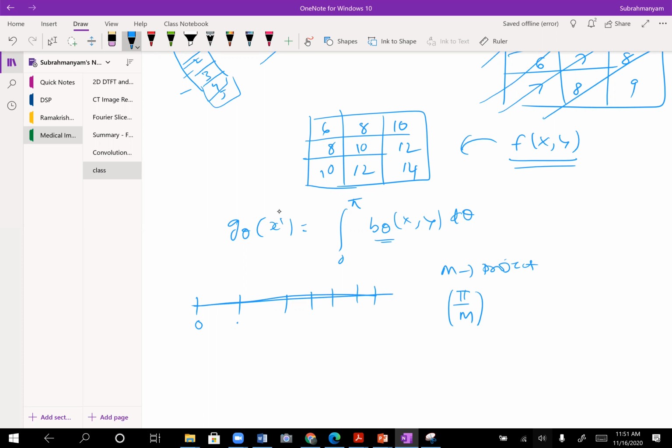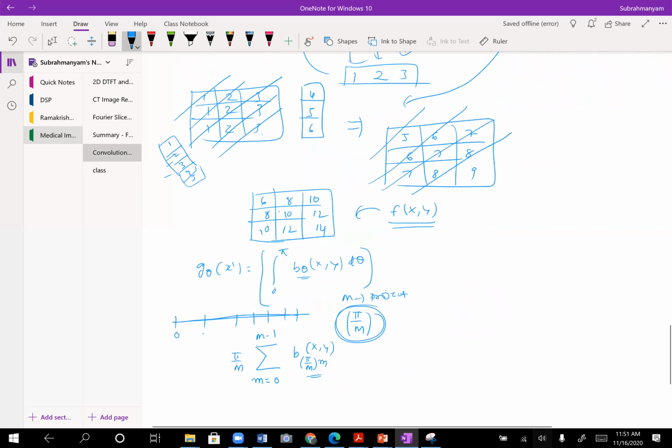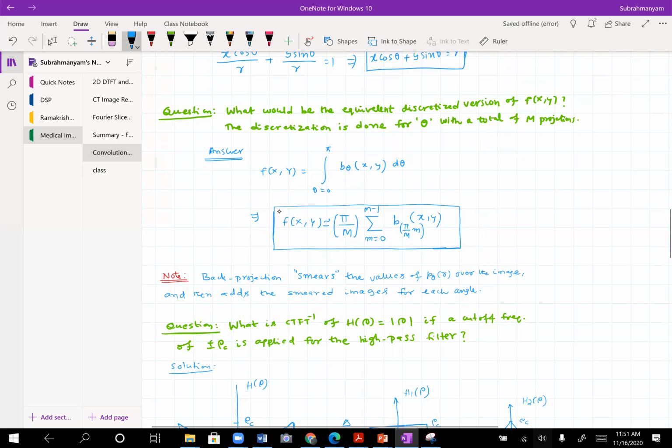The whole integral should give you the same thing as you vary theta and take m projections. If you are taking m projections, this is equal to pi by capital M into m. That is your theta value of xy. Now each one is pi by m, and the whole thing should be pi, so you multiply it by pi by m. So what happens here is pi by m into the sum from 0 to m minus 1 of b of pi by m into m of xy, when you are taking a limited number of projections.